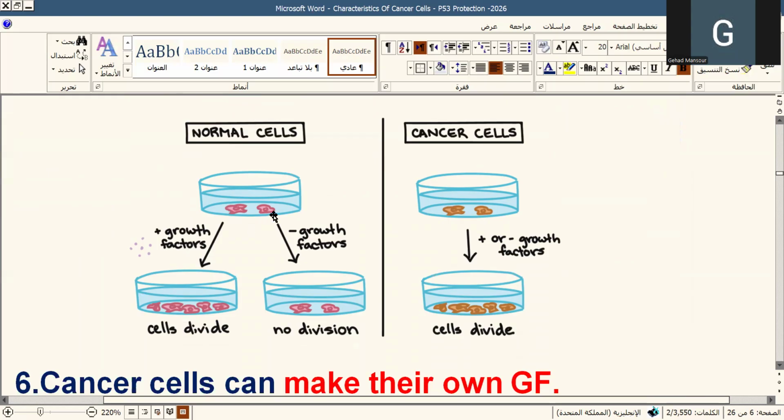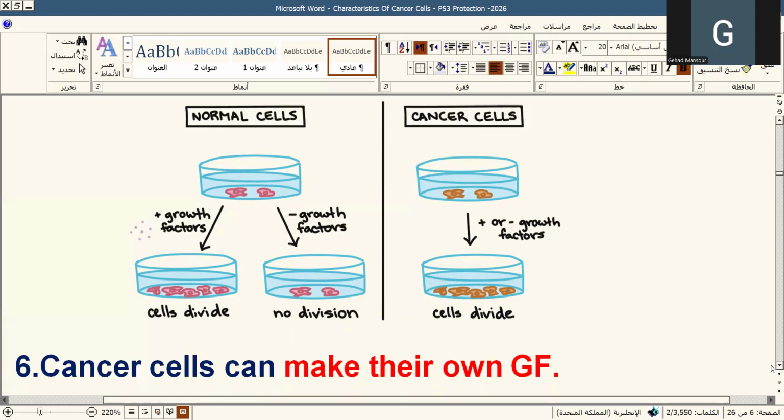So if you have a culture of normal cells and you need them to multiply or divide, then you have to add a growth factor. If you add a growth factor, then the cells will divide. If you don't add a growth factor, then the cells will not divide. But the cancer cells in vitro, outside the human body or a living cell, can divide and undergo mitosis, whether you add a growth factor or you do not add a growth factor, and that's serious.